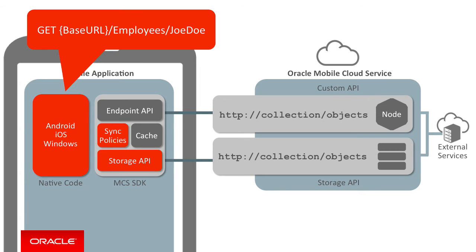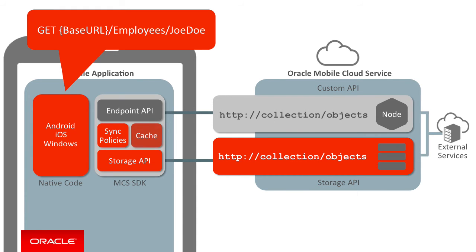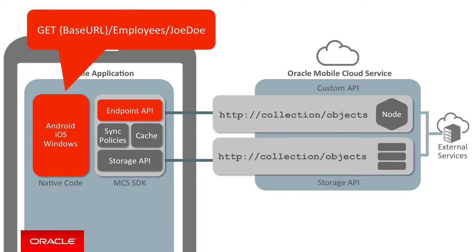Now, if you're consuming an MCS server-side storage API, the client-side SDK storage API reads a predefined set of sync policies that specify when the device is online or offline to fetch data from the server or mobile's local cache. Instead, if you're consuming an MCS server-side custom API, the client-side SDK endpoints API reads a set of sync policies that you, the developer, define, giving you fine-grained control of how and what data to sync.